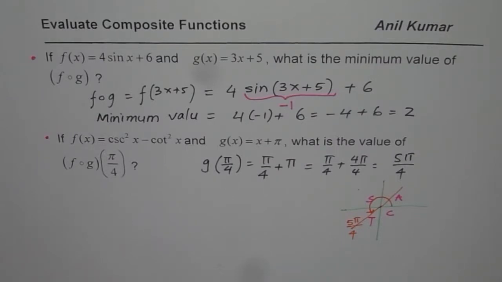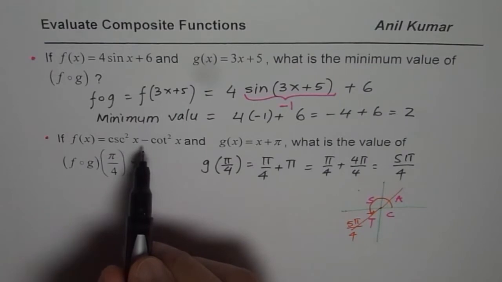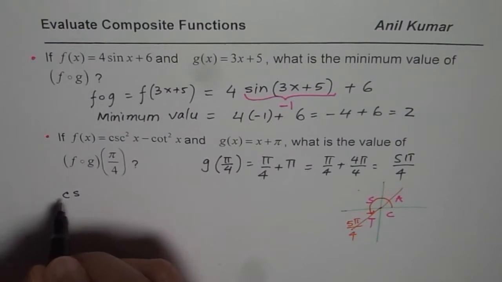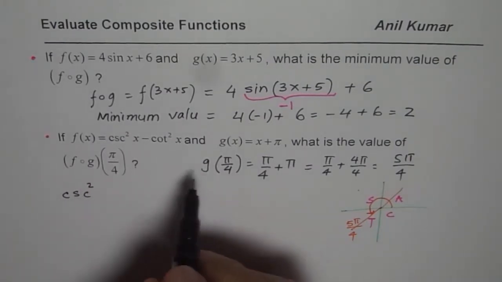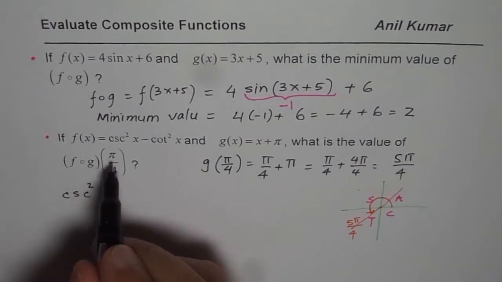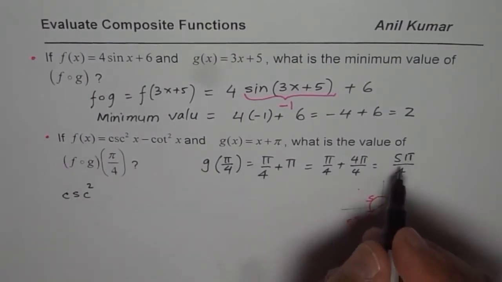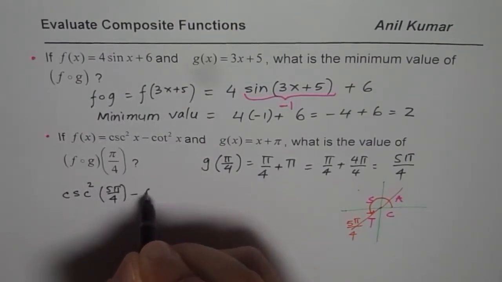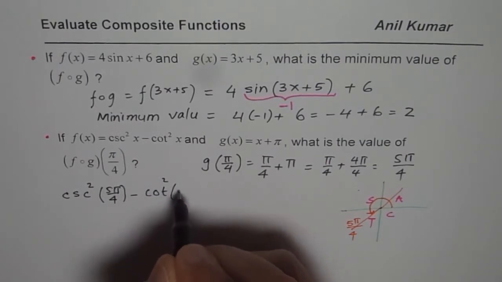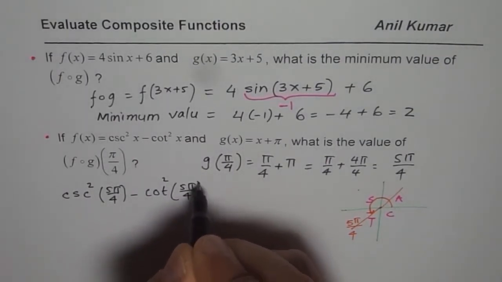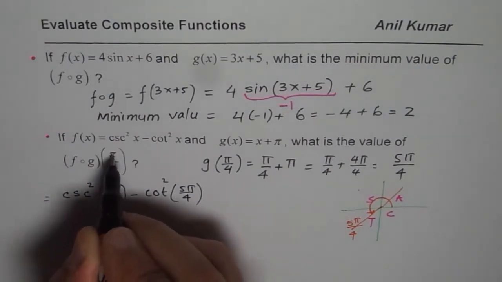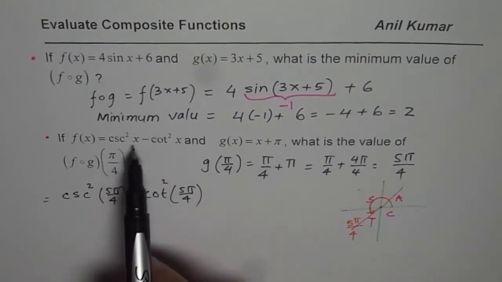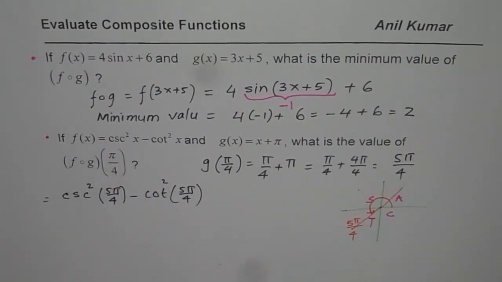The function given to us is cosecant square x minus cot square x, right? So we have cosecant square, and for x we'll write 5 pi by 4. That is f of g of pi by 4, right? So let me write this as cosecant square of 5 pi by 4 minus cot square of 5 pi by 4. Perfect. So this is our function f of g of pi by 4. So first find the inside function and then replace that value for f of x, the outside function, correct?